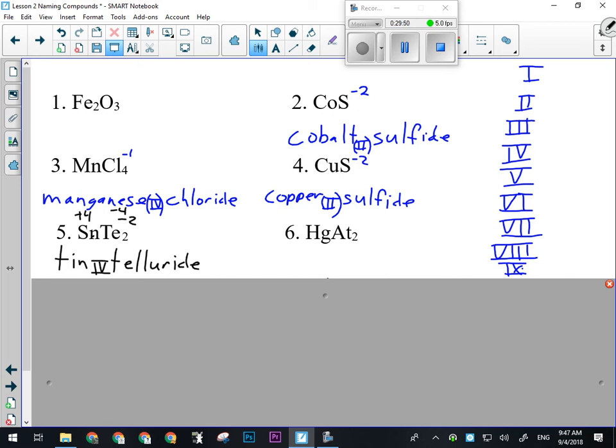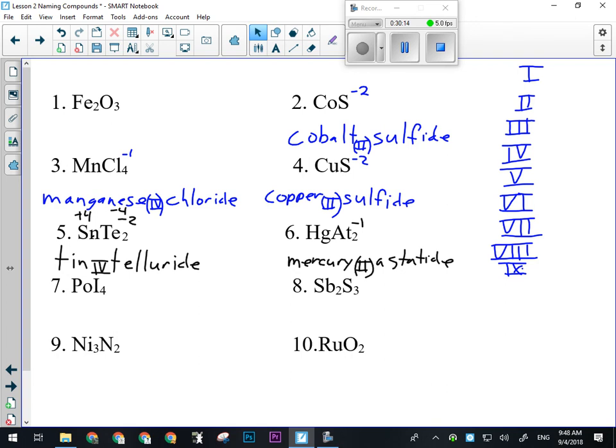Okay. All right. Then we have mercury with astatine. So this is going to be mercury something astatide. Okay, and the charge on astatine is -1, right? So that means the charge on this mercury has to be +2. So this is mercury(II) astatide. All right, seems like you're getting it. Try the others. Okay, there's 4 more there.